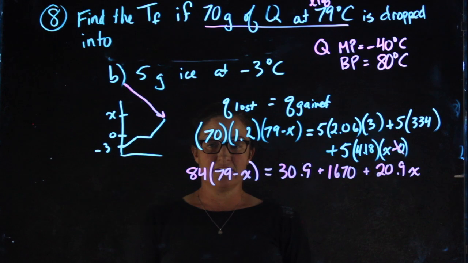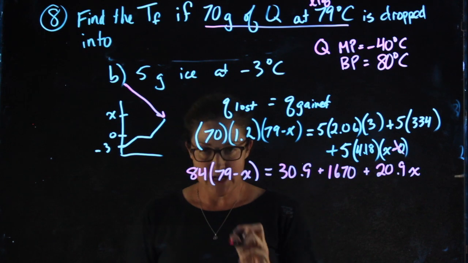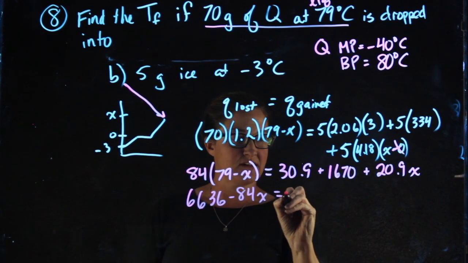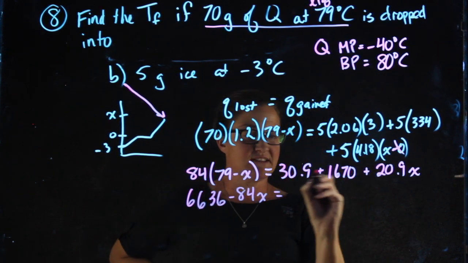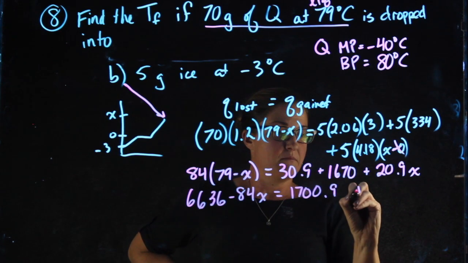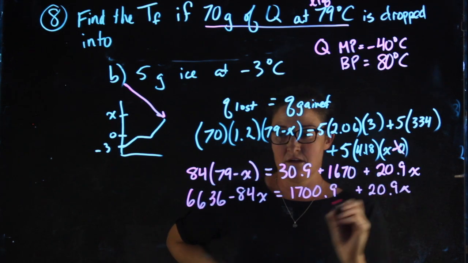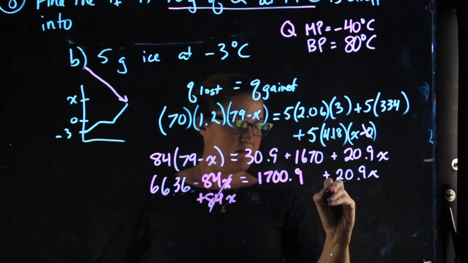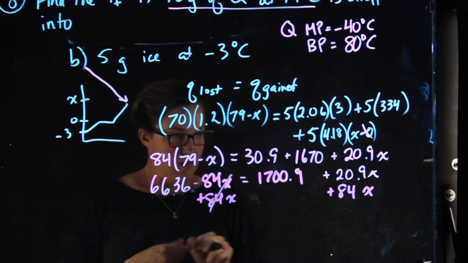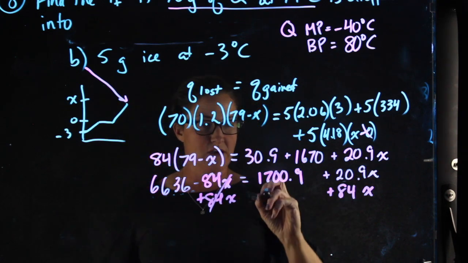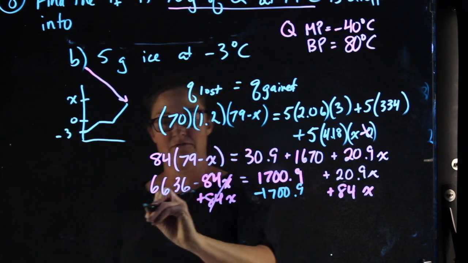I'm going to distribute on the left side. 84 times 79 is 6636 minus 84x. I'm going to combine these terms. 1670 plus 30.9 is going to give me 1700.9 plus 20.9x. To collect like terms, I'm going to add 84x to each side. And that's going to give me all of the x's on that side. I'm going to subtract 1700.9 from each side.